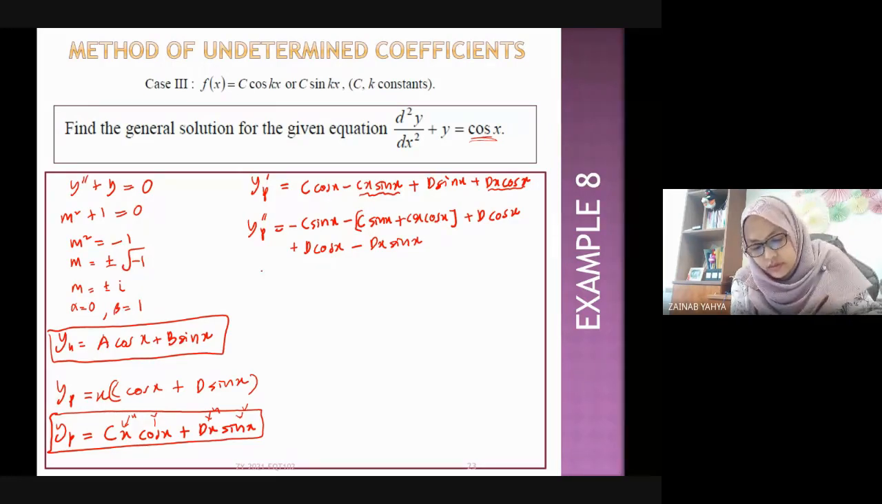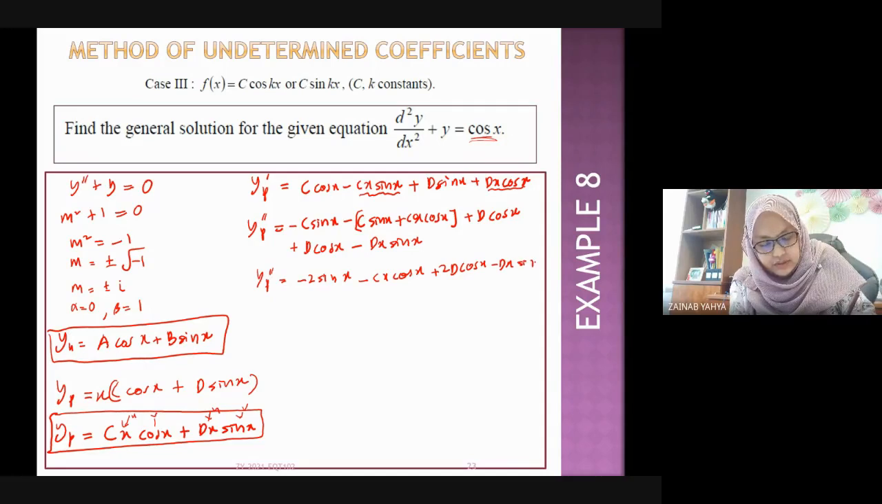Yeah. So yp double prime equals negative 2 sin x minus cx cos x plus 2d cos x minus dx sin x. Okay, so it's quite long, but it's possible. It's still possible. Don't worry. So we substitute back in this one.